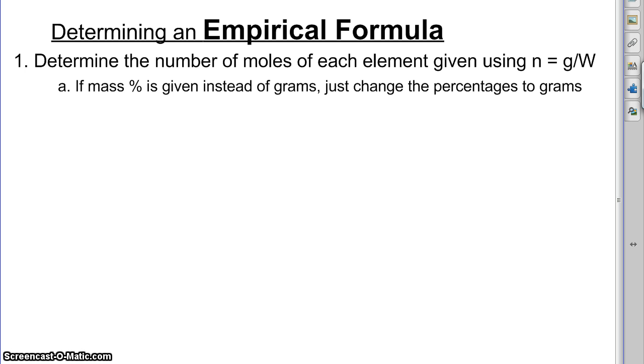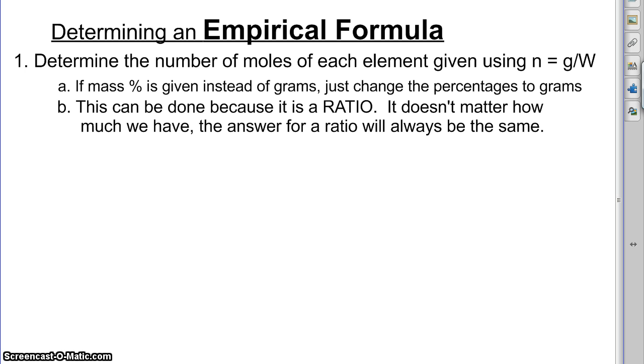table. Now, sometimes it won't give you mass. It'll instead give you mass percent instead of grams. And if that happens, you can just change the percentages to grams because it's a ratio. It doesn't really matter how much you have. So if you know the percentage, for example, if you know it's 60% one thing and 40% the other, we're trying to find the mole ratio. A formula shows us the ratio of different things in it. So we should get the same answer no matter how much we start with. So we can choose any numbers as long as they are in the same proportions.